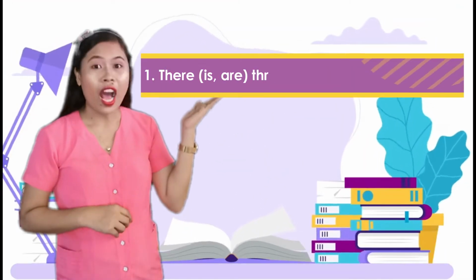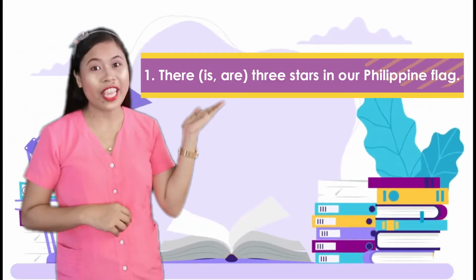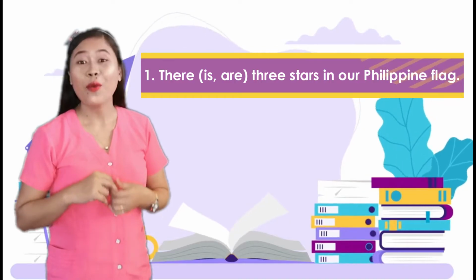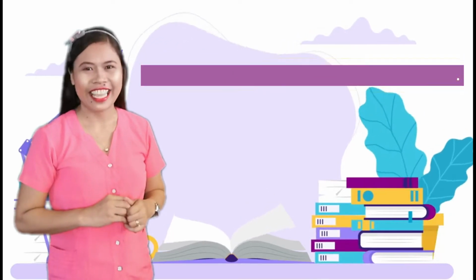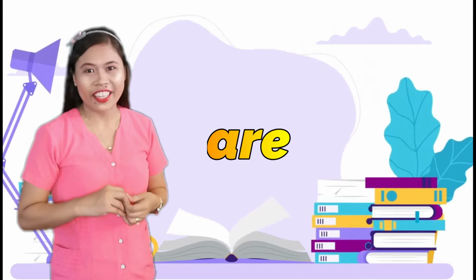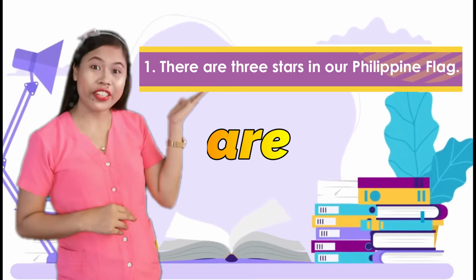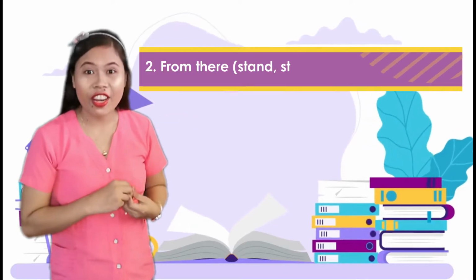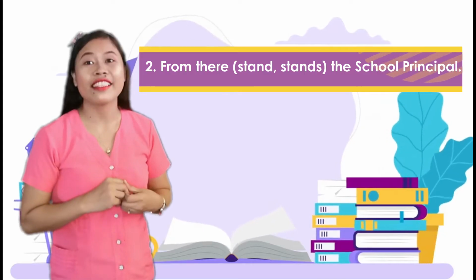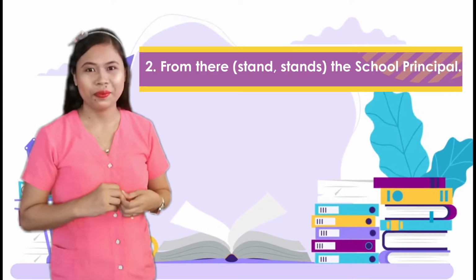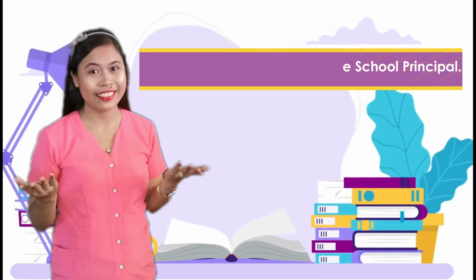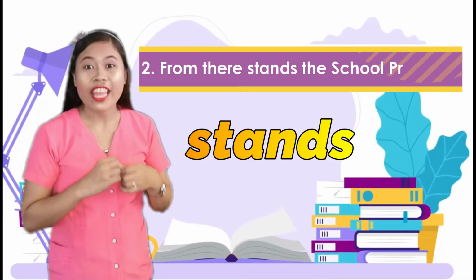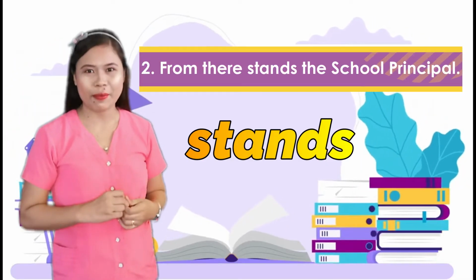There are 3 stars in the Philippine flag. What's the correct answer? You're right. Are. There are 3 stars in our Philippine flag. From there, stands the school principal. Any guess? Correct. Stands. From there stands the school principal.